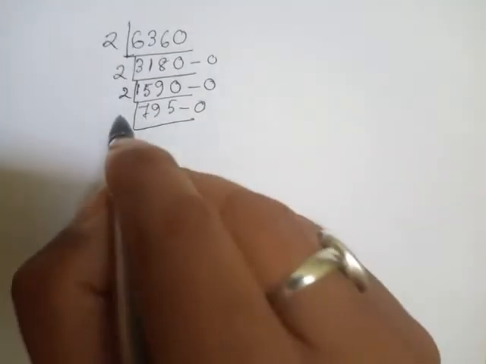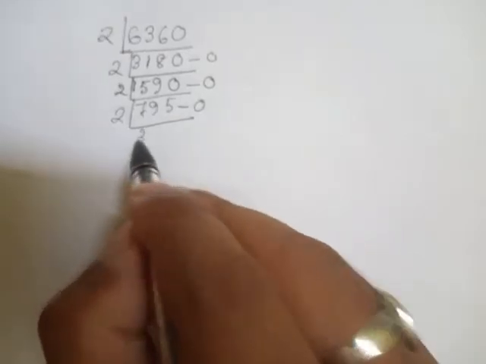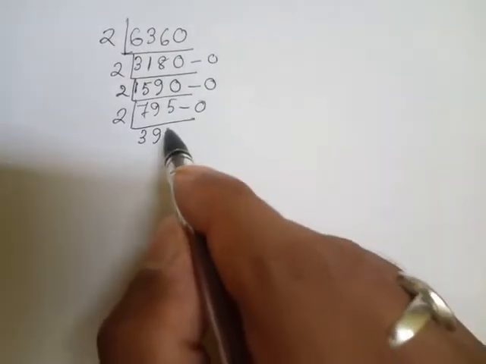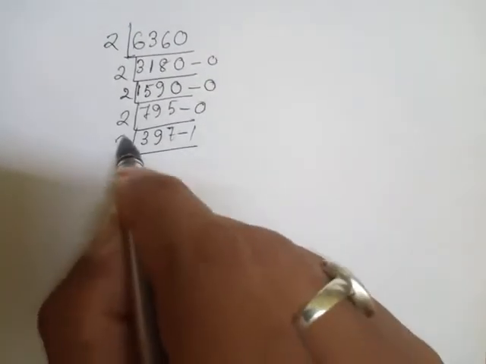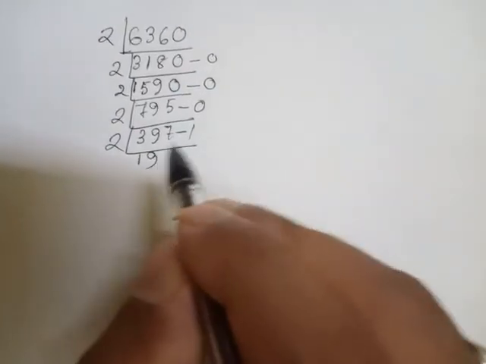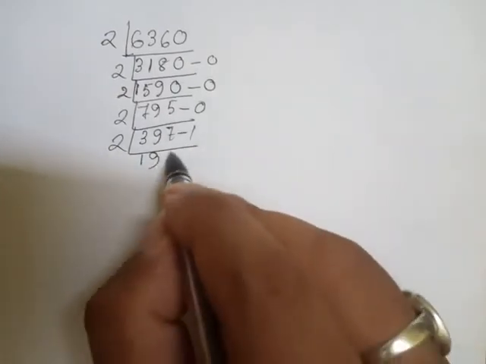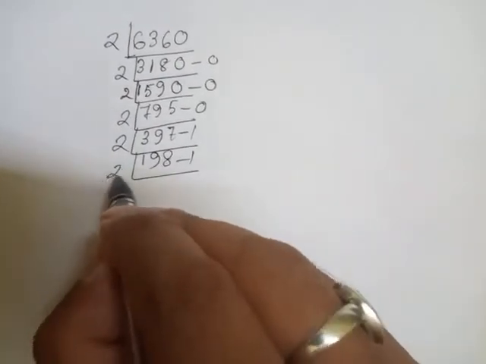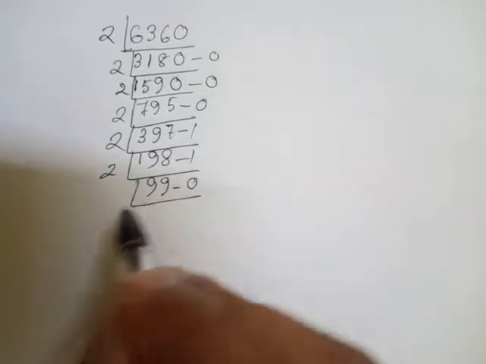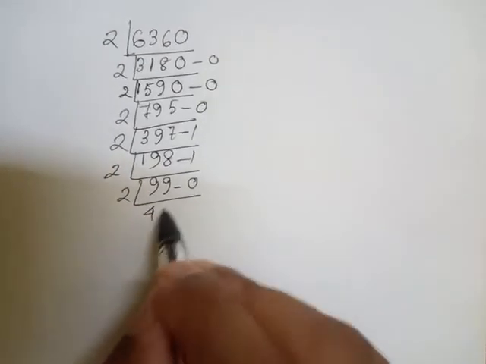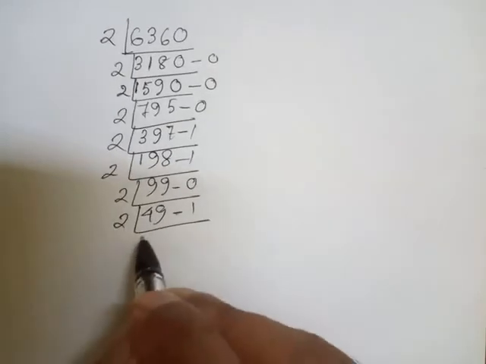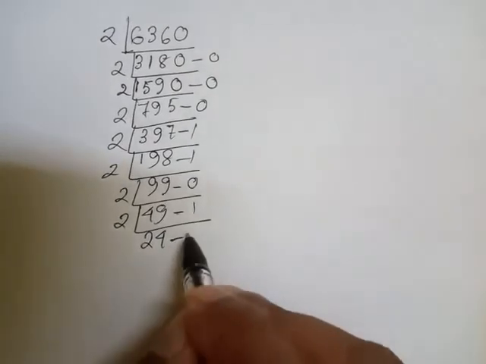Now 2 sevens are 14, 2 nines are 18, 2 fives are 10, so the remainder is 0 again here. Then the next one, divided by 2, 2 threes are 6, 2 nines are 18, 2 sevens are 14. The remainder is 1, so again divide by 2. Next, 2 ones are 2, 2 nines are 18, 2 eights are 16, remainder is 1 again. Again divide by 2, 2 nines are 18, remainder is 0. Again divide by 2, 49 into 2 is 98, remainder is 1. Again divide by 2, 2 twos are 4 and 2 fours are 8, remainder is 1 again.